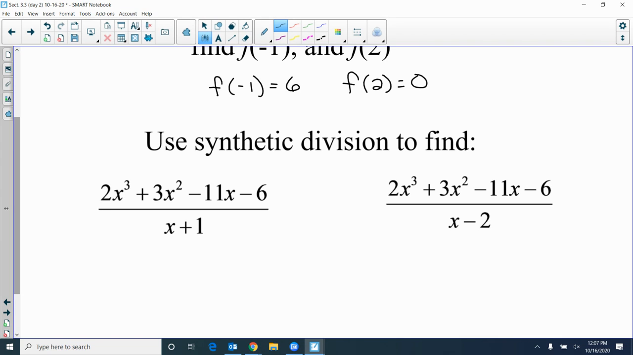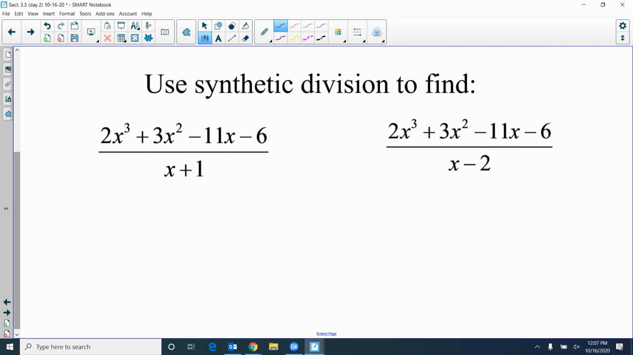So take 2x cubed plus 3x squared minus 11x minus 6. It's the same function up above. We're going to divide it by x plus 1. We're going to divide it by x minus 2. All right, so for synthetic division, if it's x plus 1, put -1 in the side there in the box. Okay, take your coefficients, 2, 3, -11, -6. Remember, always start with a 0.